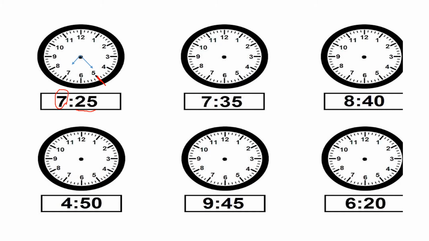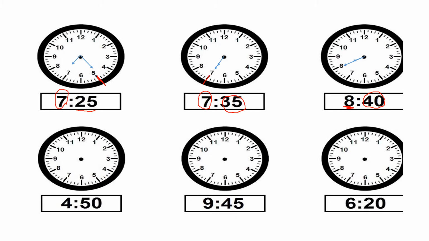Here 7 and 35. So when it's at 35 minutes, it's at 7. So we're gonna draw the long hand at 7 and the hour here is 7, so the short hand also at 7. Here it's 8 and 40 minutes. When it's 40 minutes, the long hand here at 8 and the hour here is 8. So we're gonna draw it between 8 and 9.